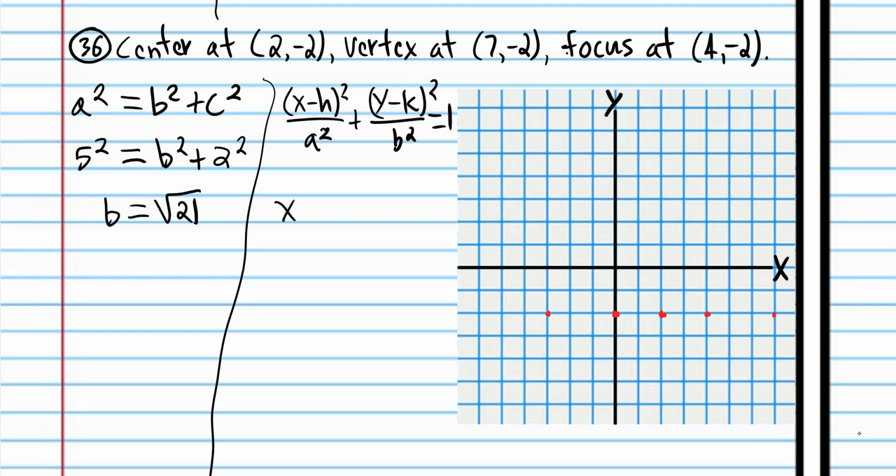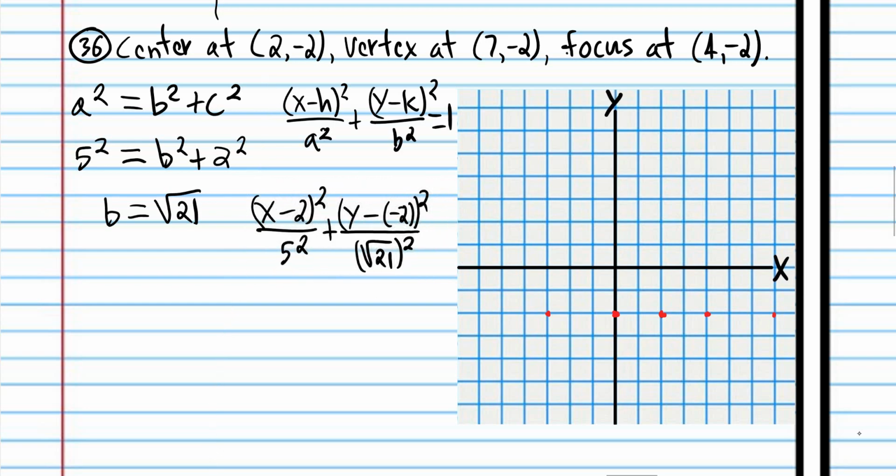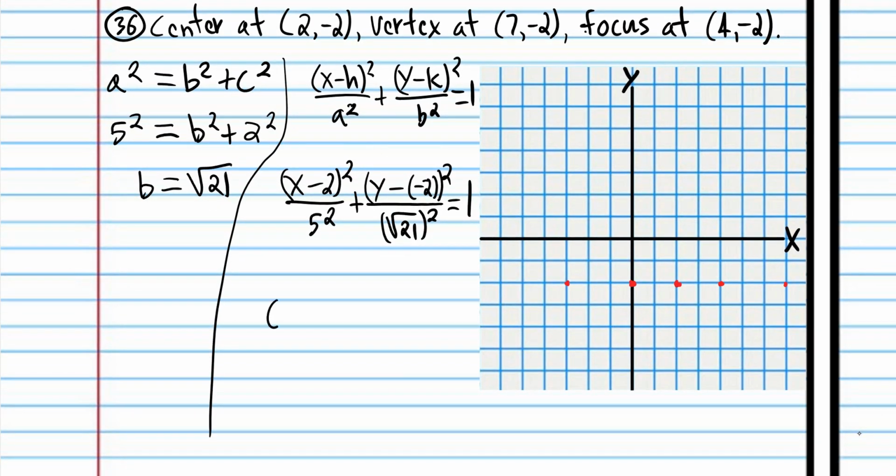The x value of the center is 2. A is the distance from the center to the vertices, so that's 5. The y value of the center is negative 2. And B we know is root 21. So the final form of the equation is x minus 2 squared over 25 plus y plus 2 squared over 21 is equal to 1.